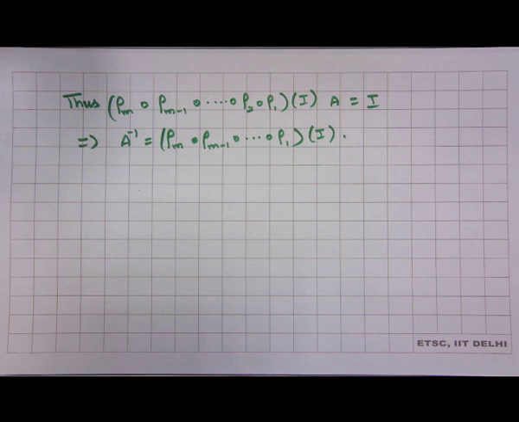So, how to obtain the inverse of a matrix? Just apply the same set of elementary operations that you applied on A to obtain the identity matrix. Apply the same set of operations on the identity, and what you will end up with is the inverse of A. Now, let us do an example.